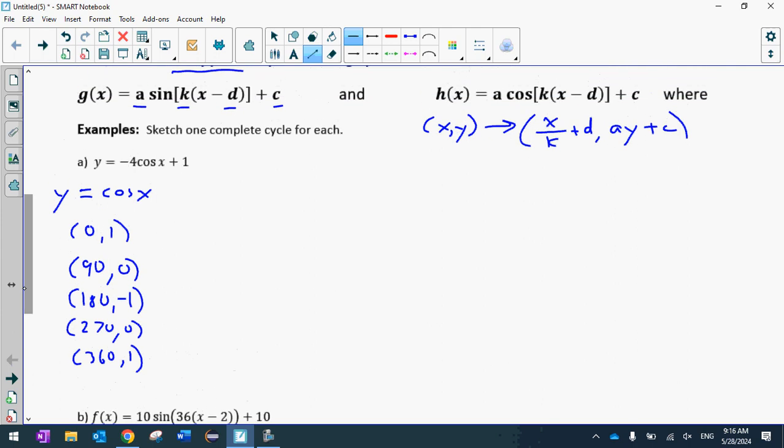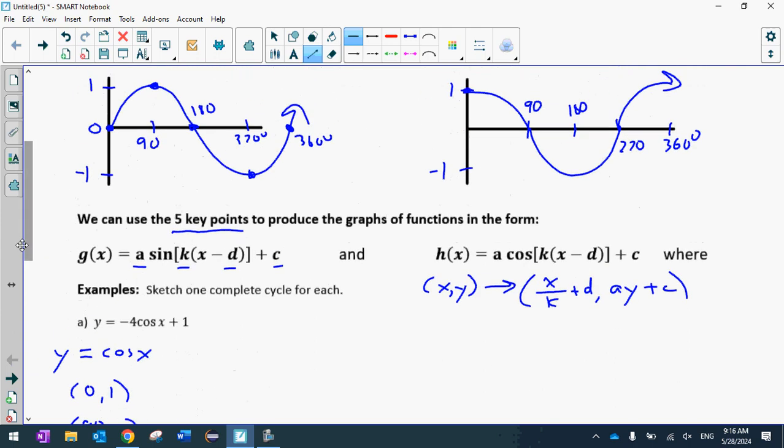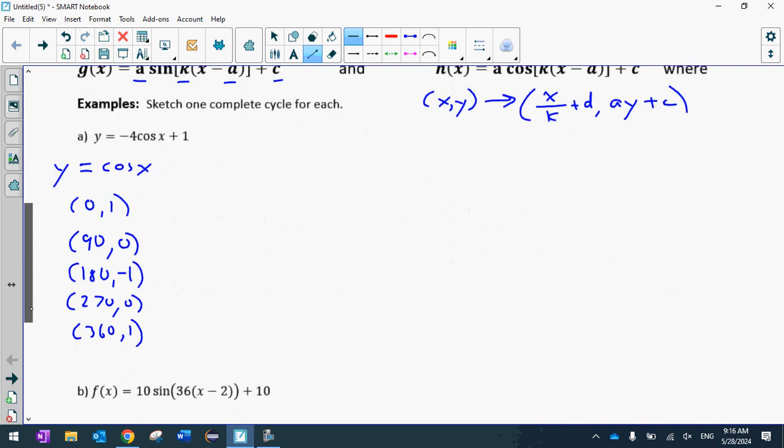And notice these graphs always kind of do the same thing. Cosine starts at its maximum, goes down to its midline, goes to its minimum, back to the midline, back to the maximum. Sine starts at the midline, goes up to the maximum, back down to the midline, down to the minimum, back to the midline again. We transform these points, we'll find that our new key points do the same thing. They either represent a maximum, a minimum, or a midline. Okay?